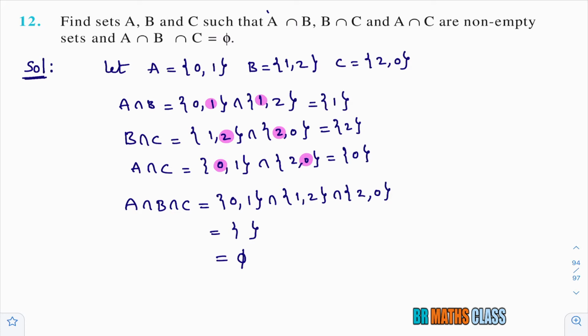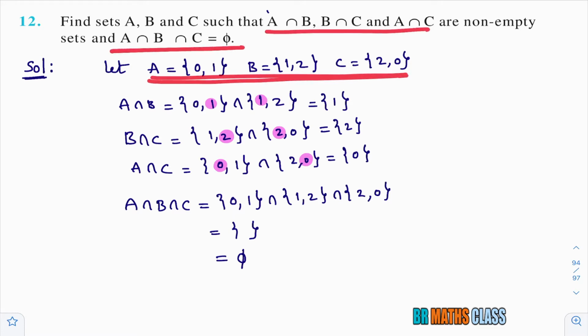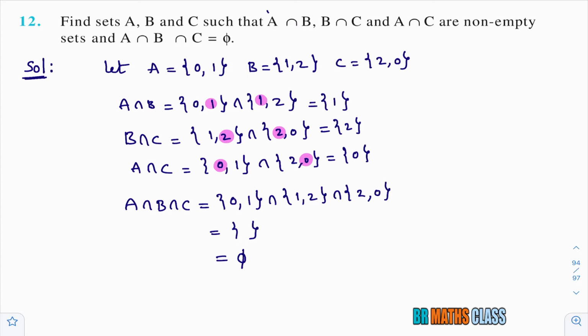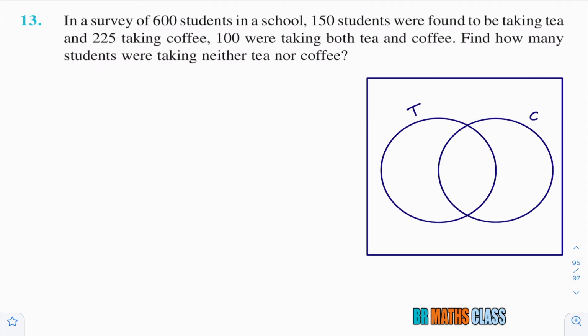So this is the example. What they are asking is to find sets A, B, C satisfying these conditions, and this is one example which satisfies all of them. I hope you understand this solution. Now move to the 13th question.